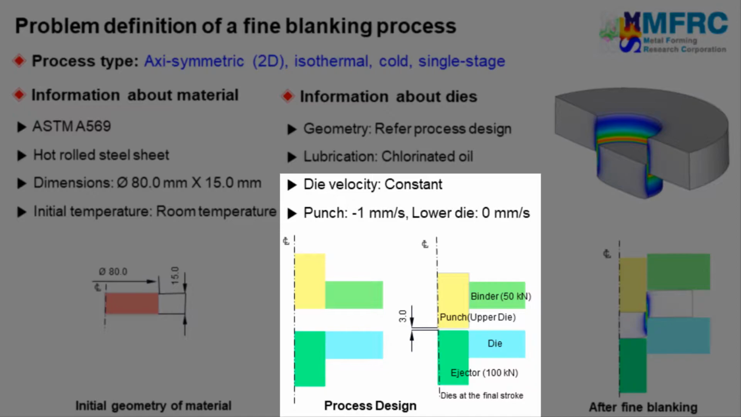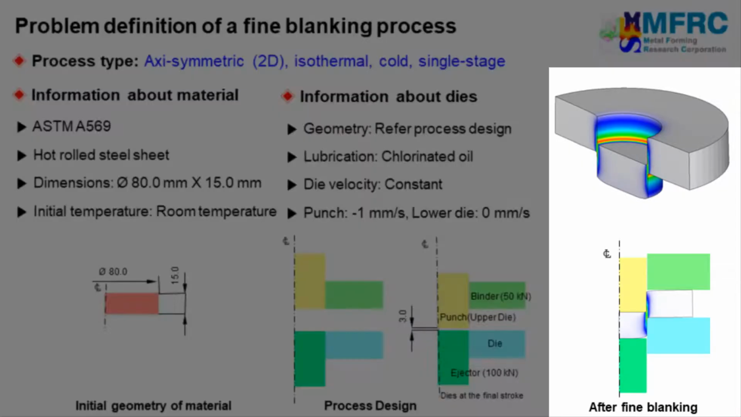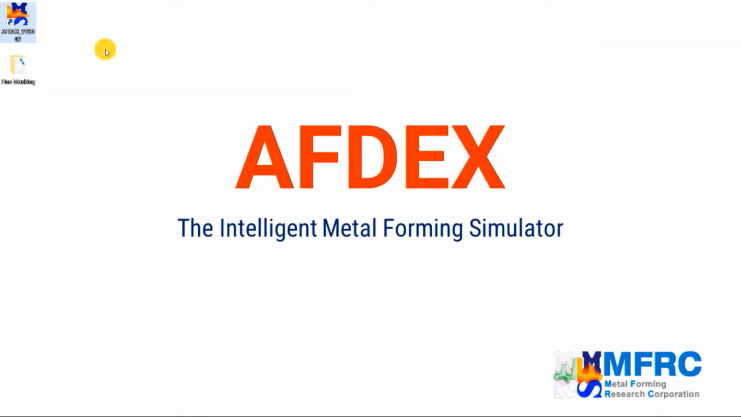The upper die will move downward with a constant velocity of 1 mm per second and the lower die will remain stationary. A blank holding force of 50 kN will be imposed on the binder die. A force of 100 kN will be imposed on the workpiece through the ejector die. The problem definition is complete. The result of this simulation can be seen on the right side. So now, let's see how we can simulate this process using AFDEX.